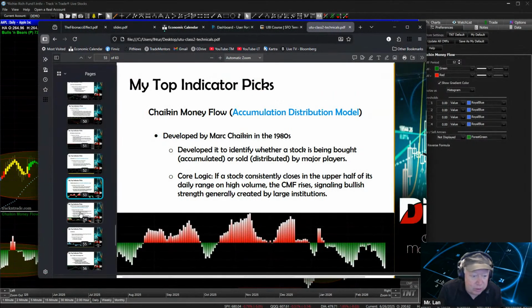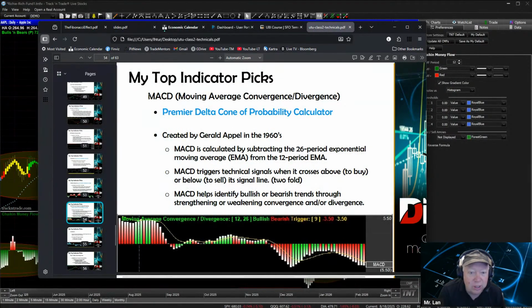So now we come in here, and the next one I want to talk about is the MACD. Now, this is the premier Delta Kona probability calculator. It's what we call the moving average convergence divergence. So we're going to take it one step further. It's created by Gerald Appel, 1960s.